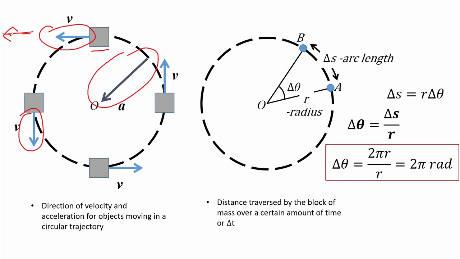The distance traveled by the block of mass over a certain time is simply the change in its arc length, and we know this to be S equals R times delta theta. Rewriting this to get an expression for theta and substituting the value of the total length of a circular path, we get 2 pi radians. So, for one whole rotation or revolution, the block of mass moved through 2 pi radians.